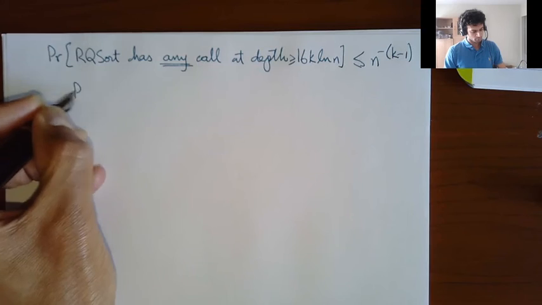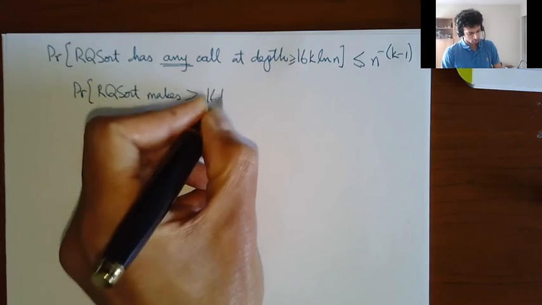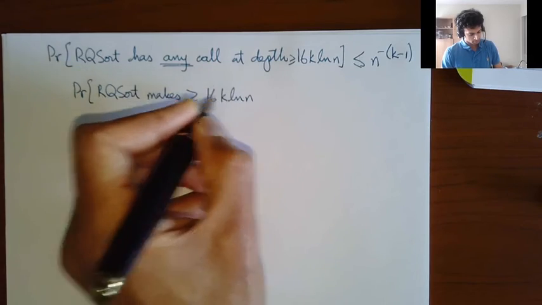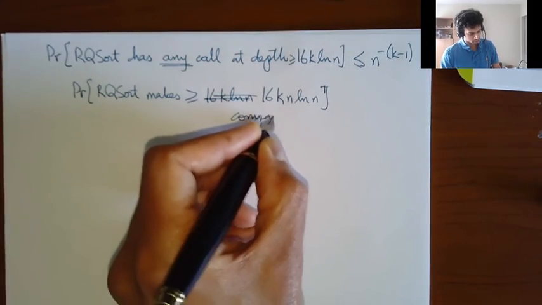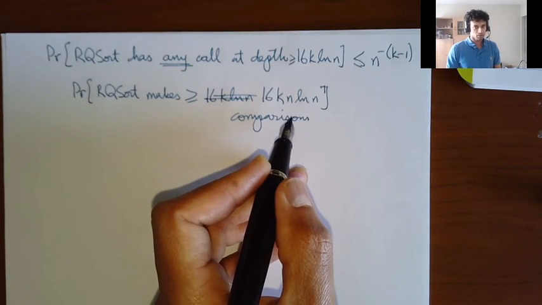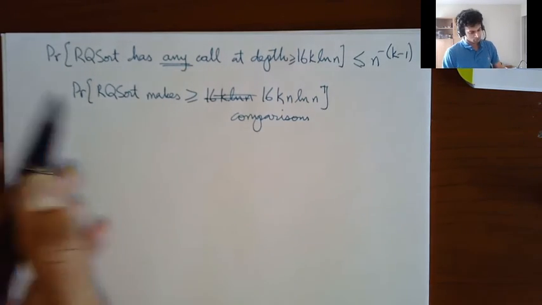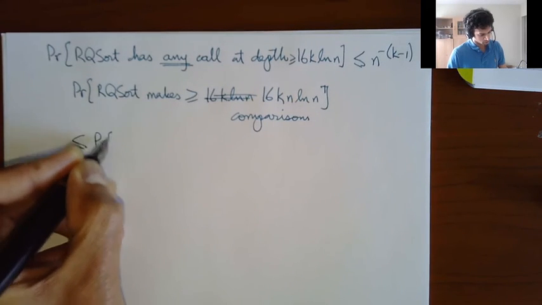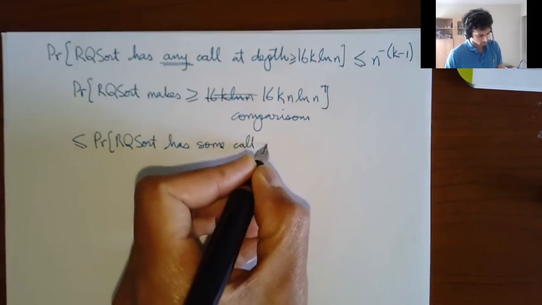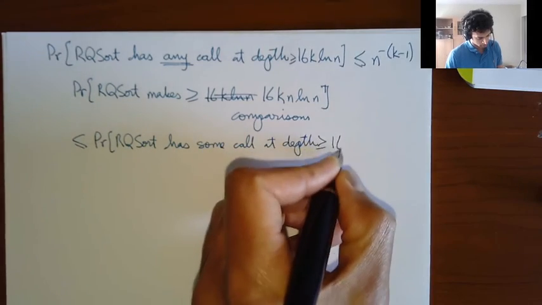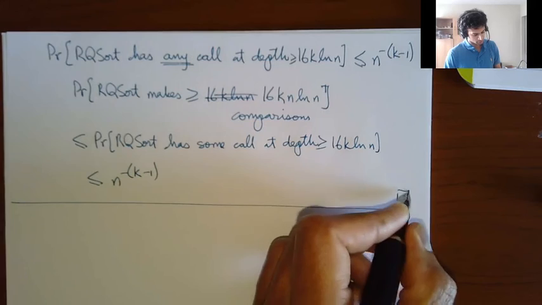So clearly the probability that randomized quicksort makes more than 16kn log n comparisons, if it made that many comparisons, then there has to be some call whose depth is at least 16k log n. So the probability that it makes that many comparisons is at most the probability that randomized quicksort has some call at depth at least 16k log n, and this probability is at most n to the minus k minus 1. And so then that completes the proof.